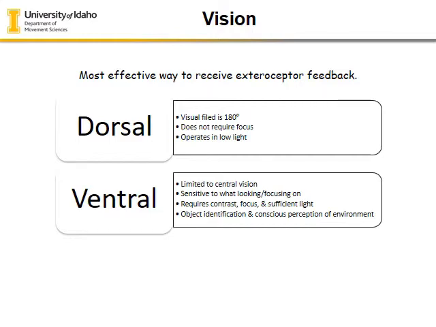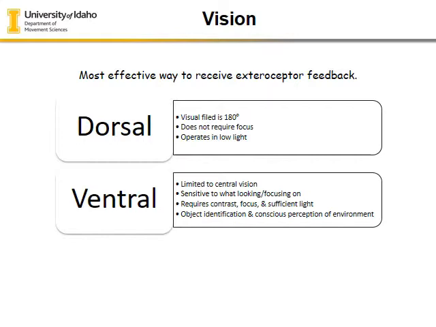But if we look at vision, this is a very effective way to receive exteroceptor feedback, so feedback about our environment. And we have two different types of routes or systems, and that's dorsal and ventral. So it's very important that you understand the difference between these two from a basic standpoint. And so the dorsal is that peripheral vision, right? So it's that visual field at 180 degrees. It's not one that requires focus. You can see things on the outside, and it also works in low light. So this one does not require much light, and that's simply because of the focus concept, right?